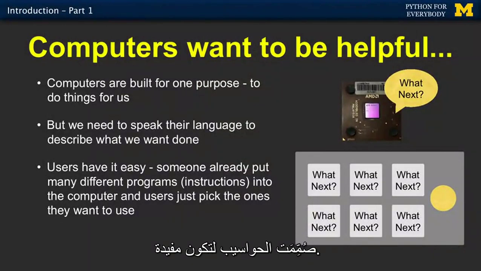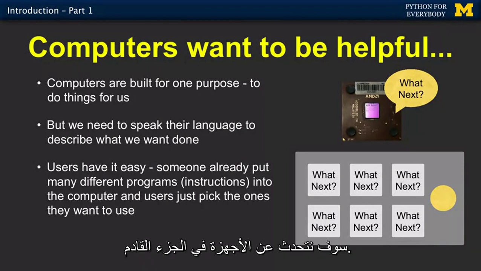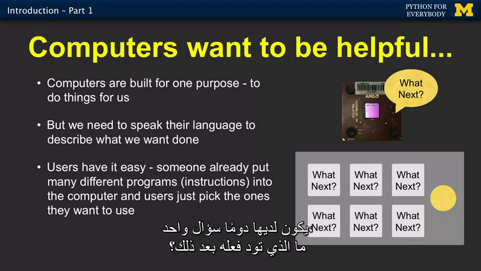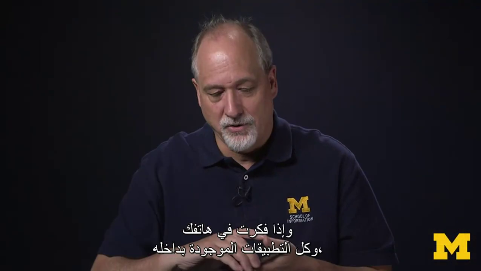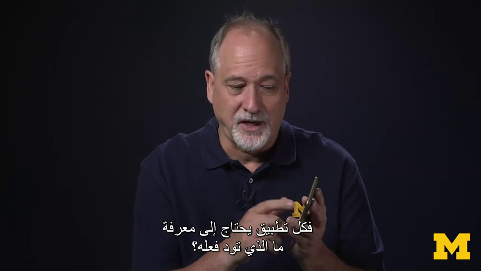Computers want to be helpful. They are programmed, they're designed, the hardware is designed. We'll talk about hardware in the next segment, but it's designed and wired, and when you apply electricity to it, it basically has one question, and that is, what do you want to do next? And if you think about your phone and all the apps that you have on your phone, each app is like, what to do next, what to do next.